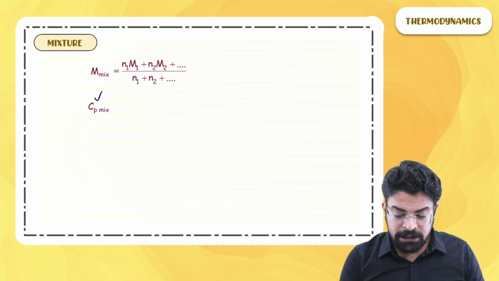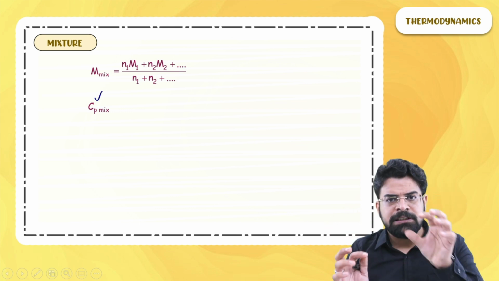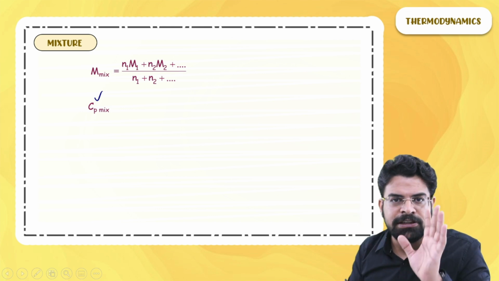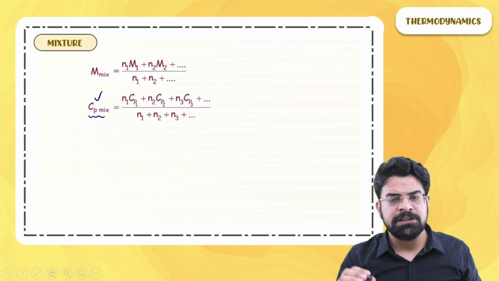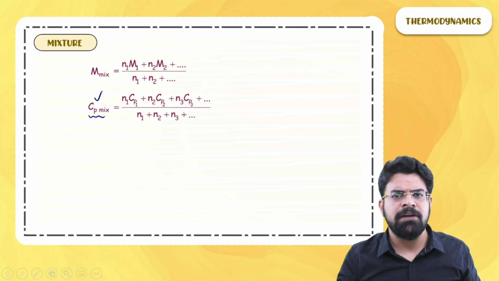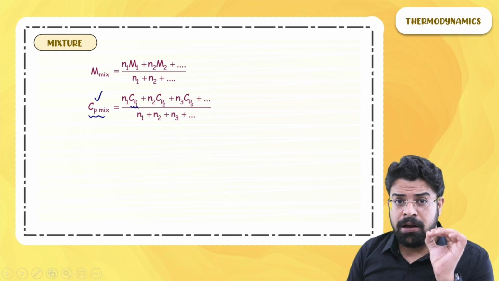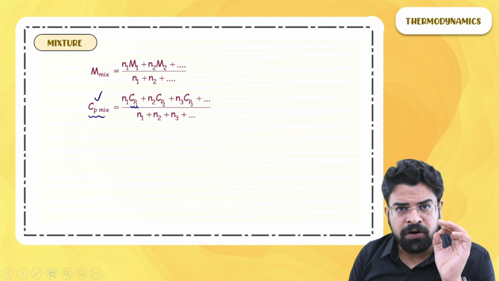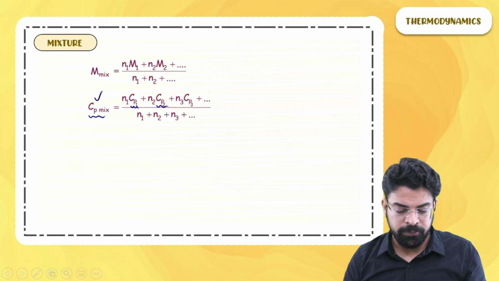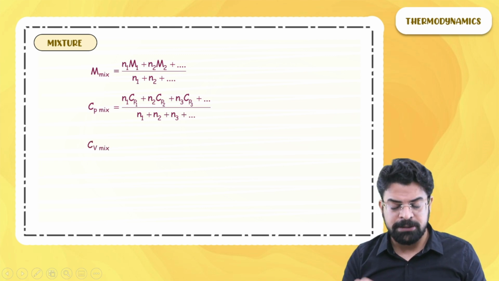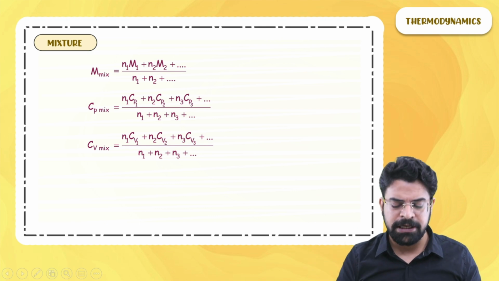How do you write Cp of mixture? Very simple. If you have got multiple gases having N1 mole of first gas, N2 mole of second gas, N3 mole of third gas, and you need to write the Cp of mixture, simply write N1 Cp1 plus N2 Cp2 plus N3 Cp3 upon N1 plus N2 plus N3, where Cp1 is the molar specific heat at constant pressure for gas 1, Cp2 is the molar specific heat at constant pressure for gas 2 and so on. Similarly, if you need to write Cv mixture, simply write N1 Cv1 plus N2 Cv2 plus N3 Cv3 upon N1 plus N2 plus N3.